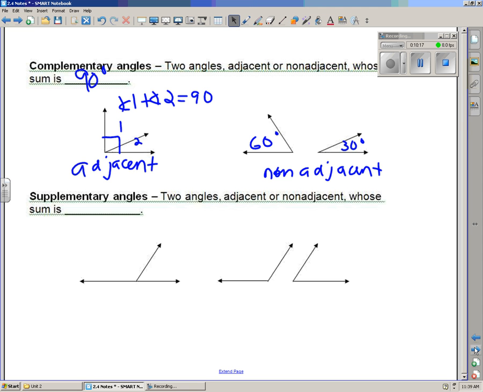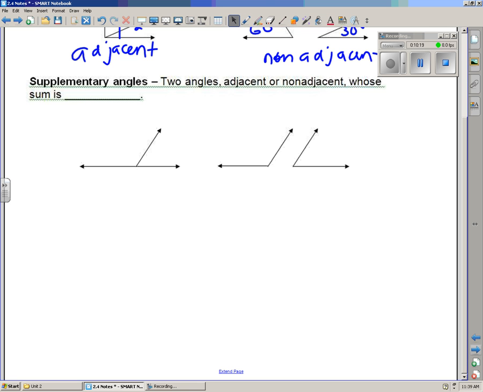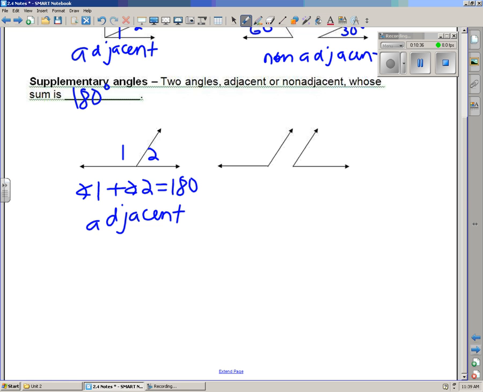Supplementaries could also be adjacent or non-adjacent. And what's different about these guys, supplementaries, is these guys add to 180, not to 90. So something like this, angle 1 and angle 2. These are adjacent angles, and they are also supplementary. Here, angle 1 and angle 2, I'm going to give them actual measures. These guys are non-adjacent, and they are also supplementary because they add to 180.